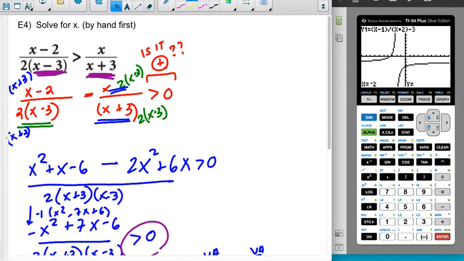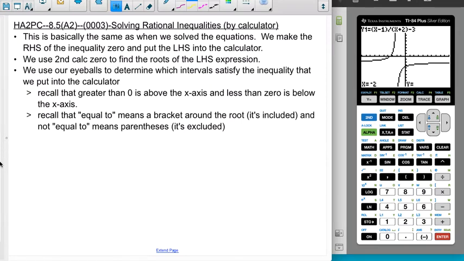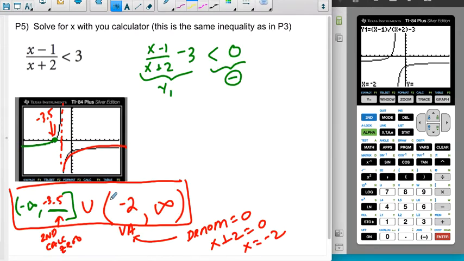And notice, sorry, skipping down a little farther. There we go. Notice that this is a parenthesis, not a bracket, because there's no equal to here, right? So it's actually open there, if that helps, right? So I want this interval here with an open circle. All right, so moving on.